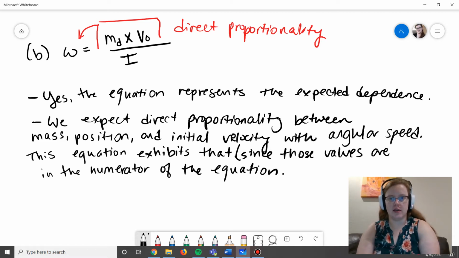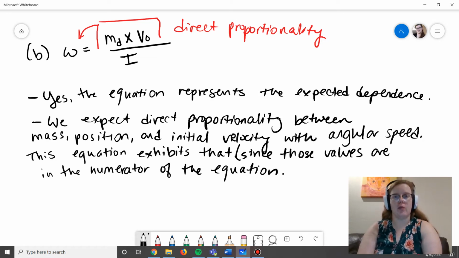Higher mass means it goes further whenever it makes contact with the rod. Same thing with position. Farther away you are from the pivot point, the more angular speed you will impart upon the rod, and the faster you're going initially, the more angular speed you're going to impart upon the rod. So that's our justification and our answer for part B. Now let's go ahead and go on to part C.